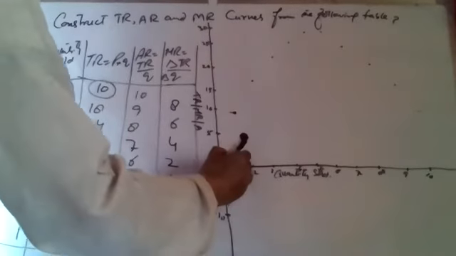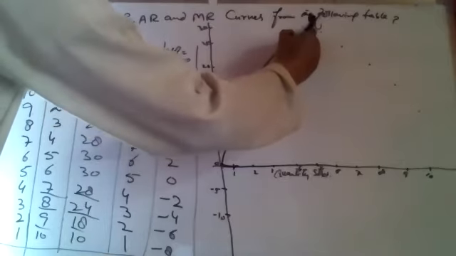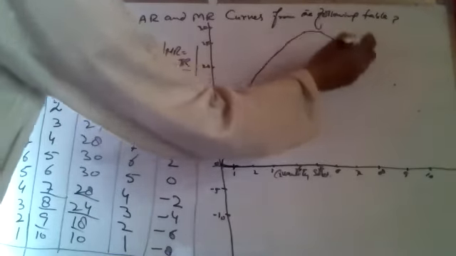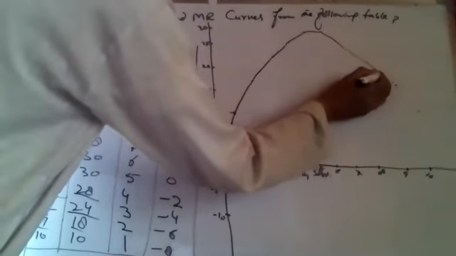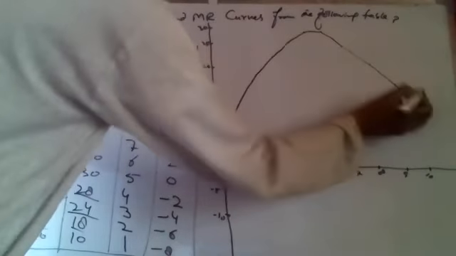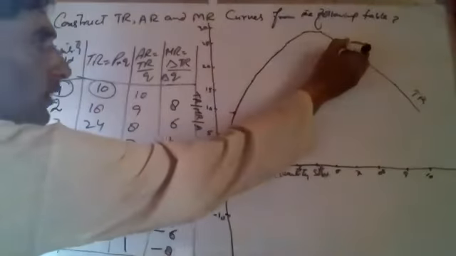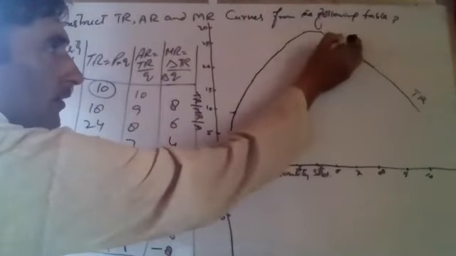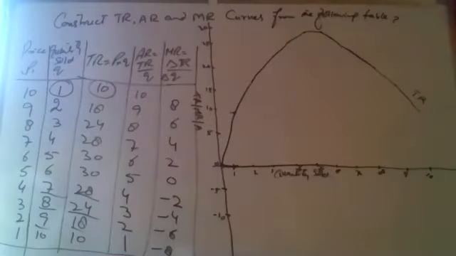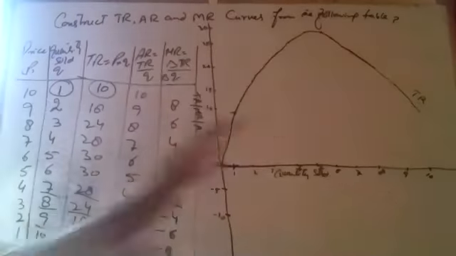Now join these points. This is our total revenue curve. So it first increases, reaches a maximum, and then falls.